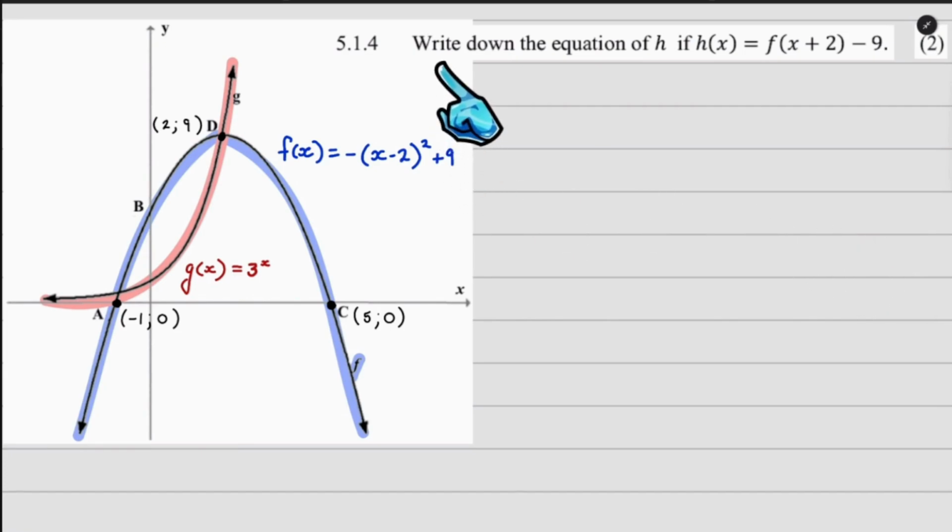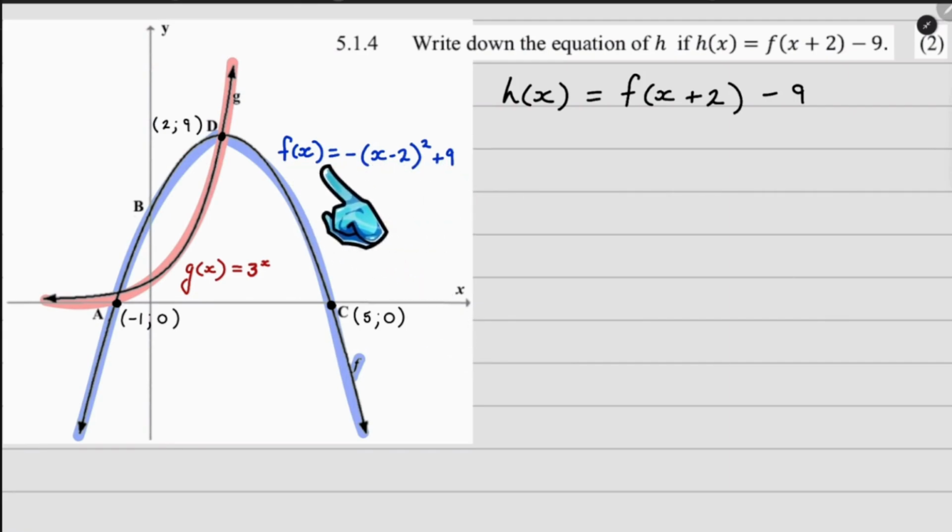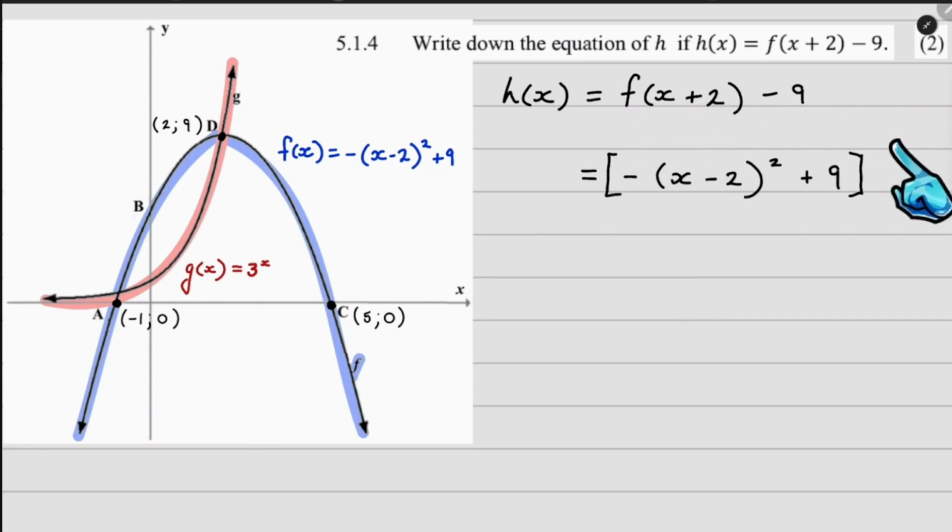5.1.4 asks us to write down the equation of h of x, a new function, if h of x is the equivalent of f of x plus 2 minus 9. So I'm going to start by writing this down. Now we have f of x's formula over here. What this is telling us to do is replace your x's with x plus 2. So what you do is you just grab this equation here.